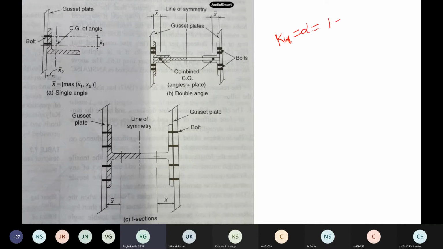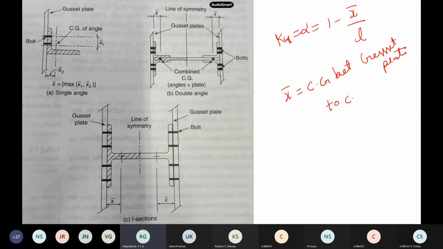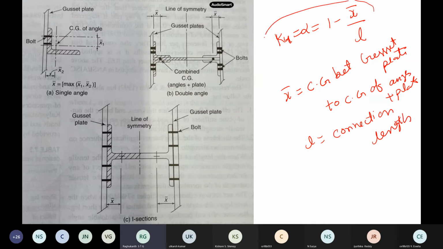Generally people have done 1 minus x bar by L, where x bar is the distance between the gusset plate, the plate where the things are connected, to the CG of our angles and plate. This is the angle or whatever, it depends on the problem. And L is the connection length. This is how this factor, 1 minus x bar by L, comes into the picture, and this came from experiments.